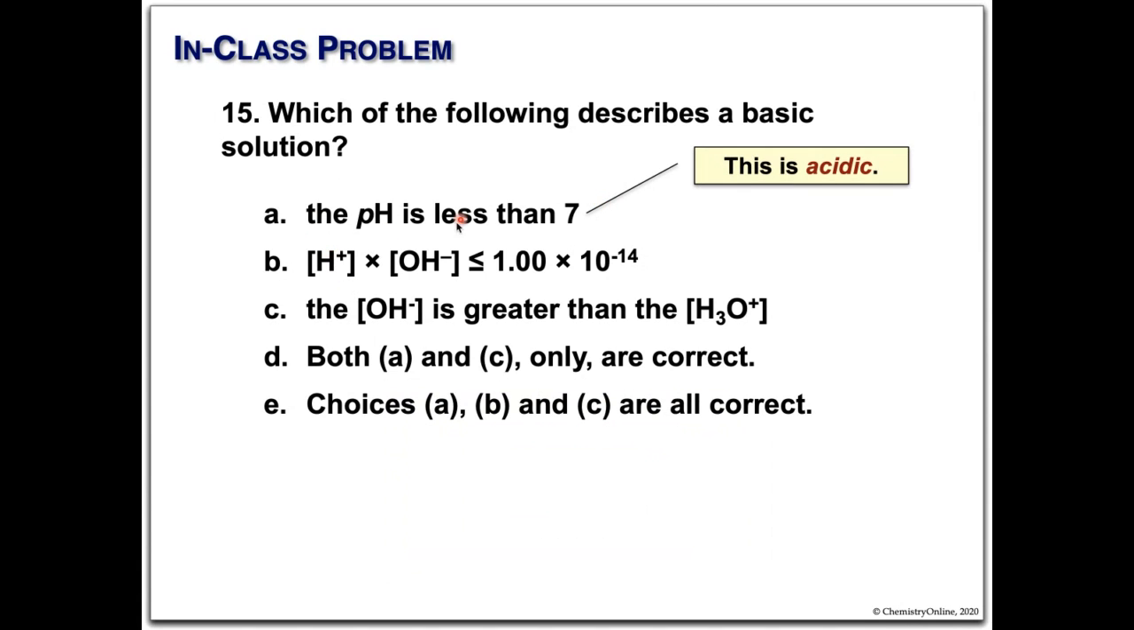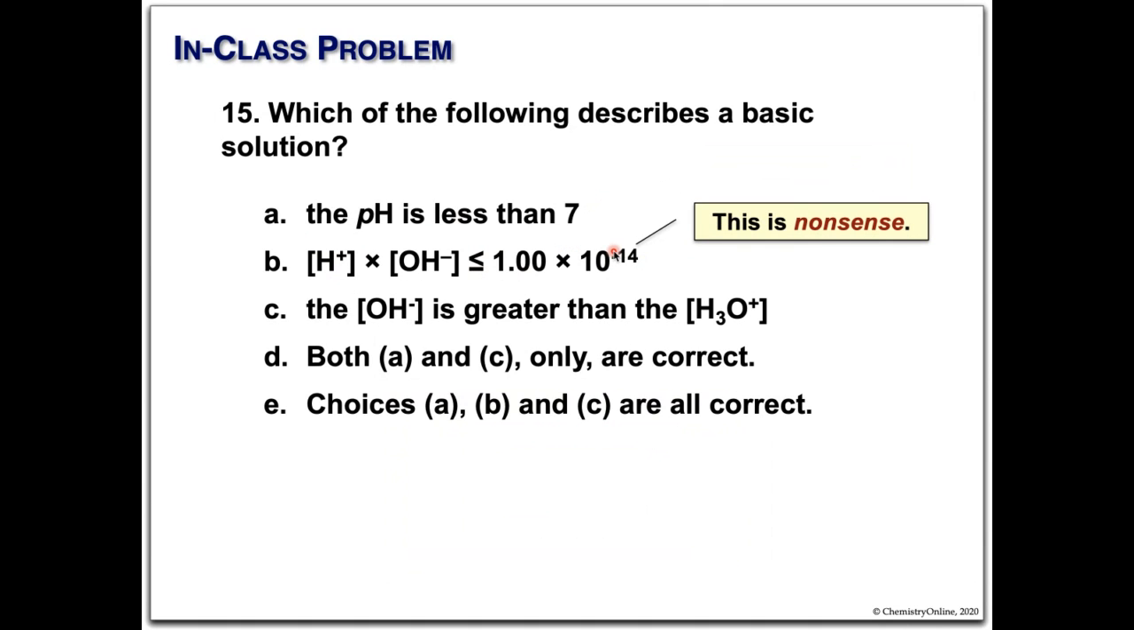Here, hydronium times hydroxide is less than or equal to 10 to the minus 14. No, not less than or equal to. Remember, under all conditions, hydronium times hydroxide is equal to 10 to the minus 14. This is nonsense.